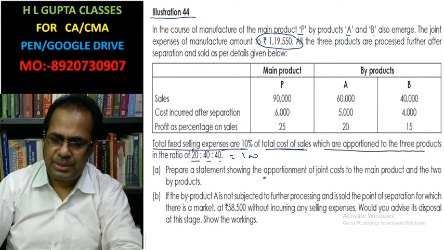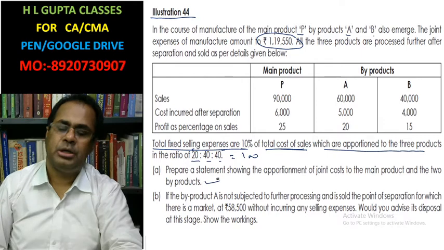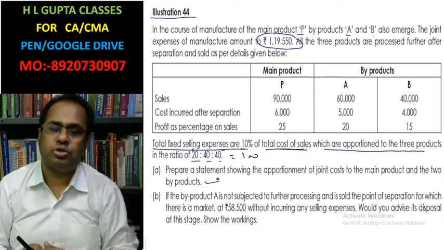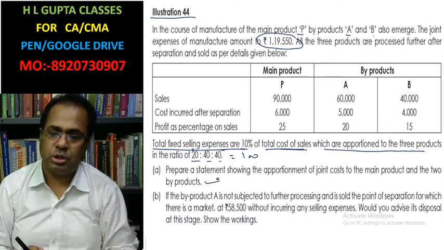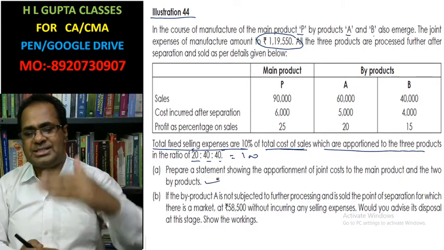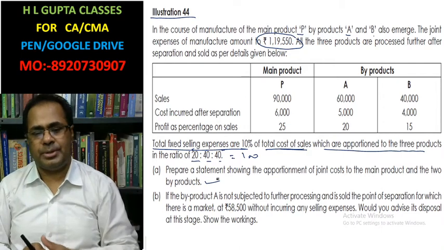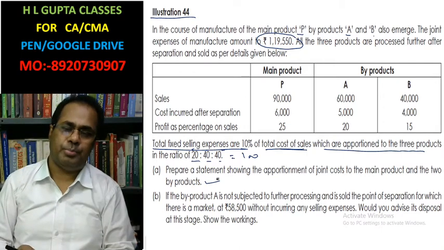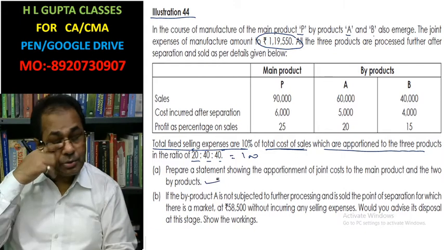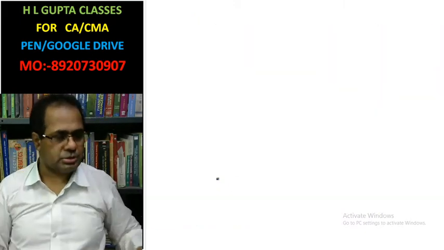Prepare the statement showing the apportionment of the joint cost to the main product and the two byproducts. Okay, so this can be done on the basis of the cost reversal method. Why cost reversal method? Because sales is given, profit is given, and the separation cost is given, thereafter the manufacturing cost and joint cost will come. Okay, let's do this question.